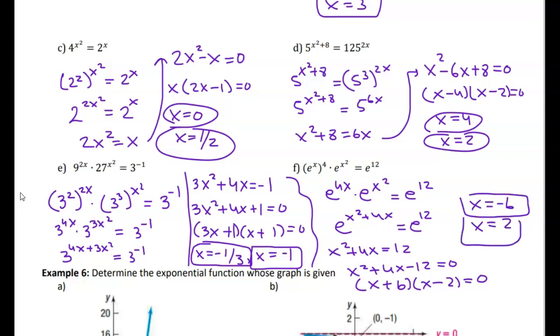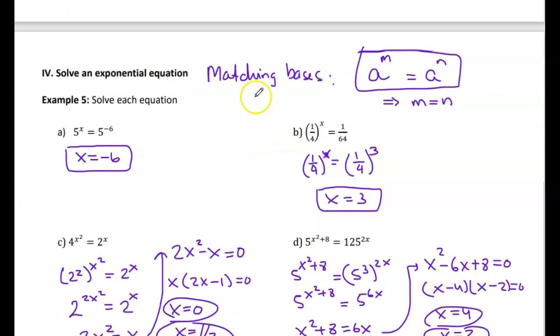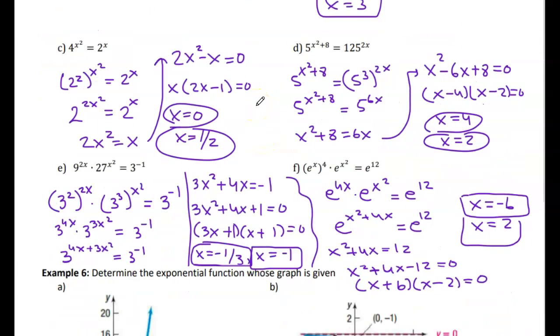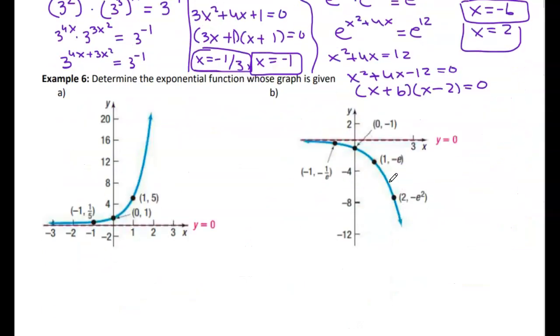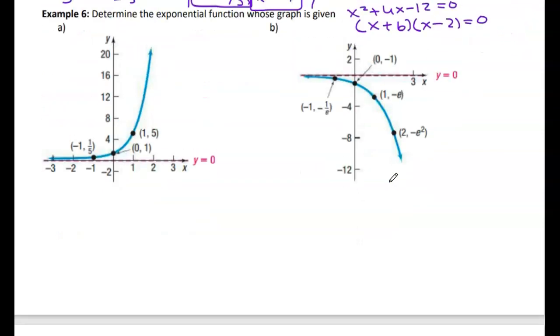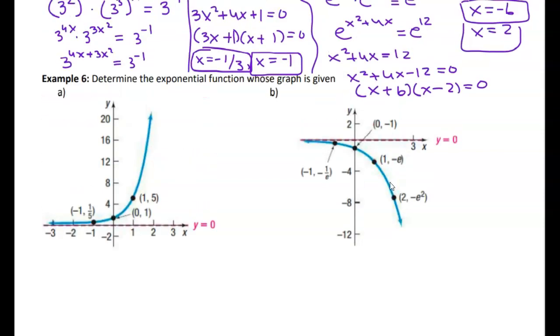Alright, so this is how the method of matching bases works, and we can use it if we can rewrite each side of the equation with the same base. For a lot of exponentials, that's not possible, and we'll learn a new method that involves logarithmic functions, but we'll see that in the next couple of sections. Alright, let's look at these problems.